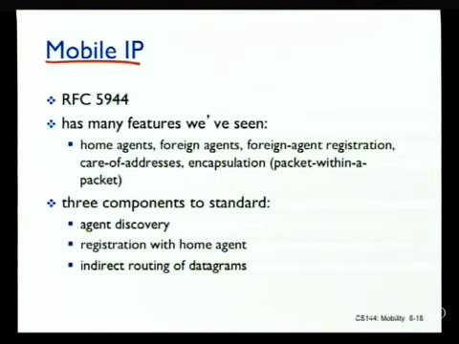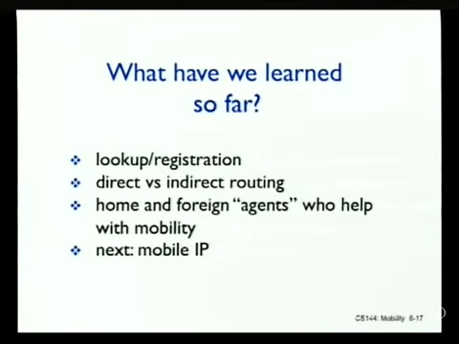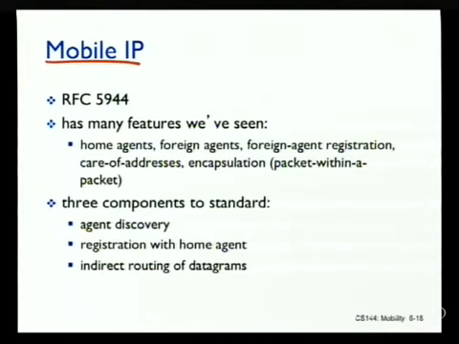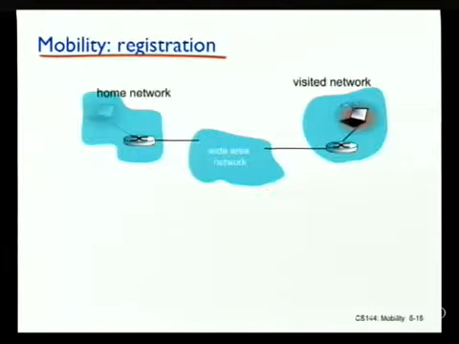So mobile IP. Again, here are the features. If you know these three things, you can look at almost any mobile system and say, yeah, I see some of these reflected there. So it's got many of the features that we've seen. It's got the notion of a home agent, a foreign agent to home agent registration, care of addresses, and we'll see encapsulation in just a second. All right, so there are three components to the mobile IP standard. Agent discovery, so how do you find a local or a foreign agent to help you out? The registration from the foreign agent to the home agent, and then indirect routing. So mobile IP takes an indirect approach.